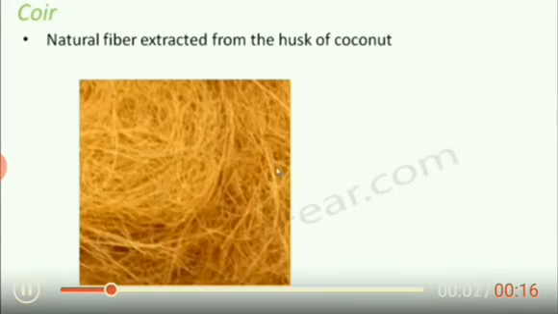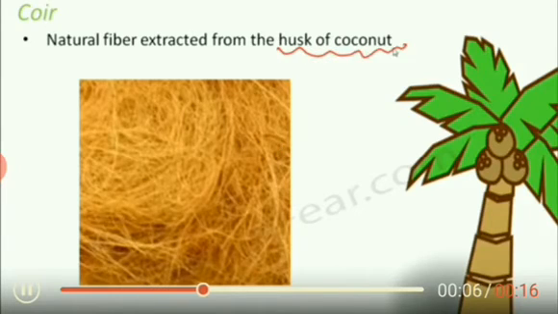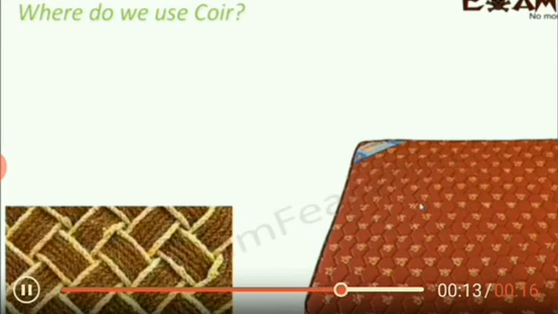Coir is the natural fiber extracted from the husk of coconut. It is used to make floor mats, mattresses, doormats and brushes.